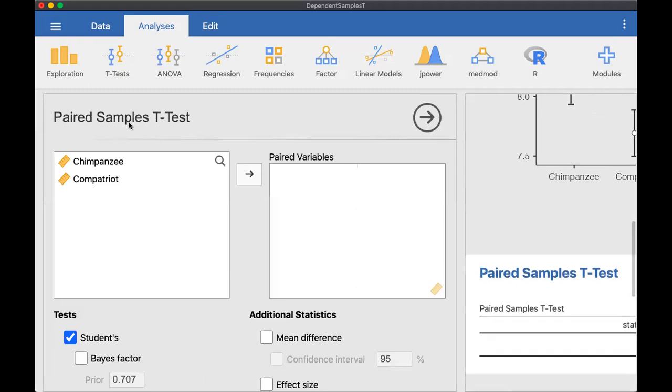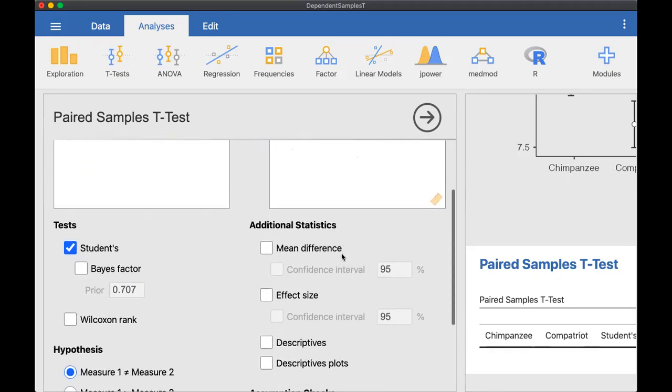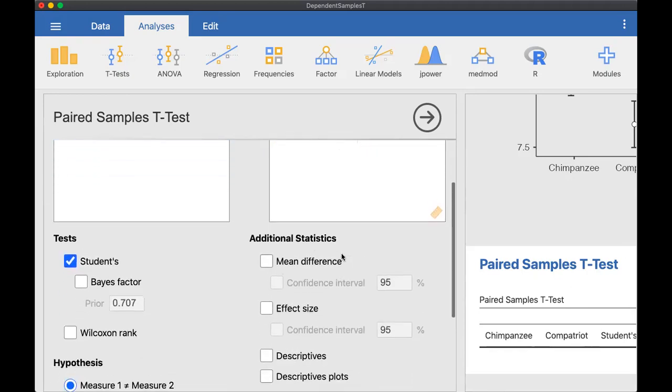It brings us to this window here, where we have both of our variables on the left, and then we need to set up our paired variables on the right. So what we're going to do is click on chimpanzee, and this highlights it, and then we click on the arrow, and it brings those judgments in as one of the paired variables. And then our second one automatically becomes highlighted when I do that. And if I click the arrow again, that will make compatriot the other paired variable. So that's all we need to do to run the actual t-test.